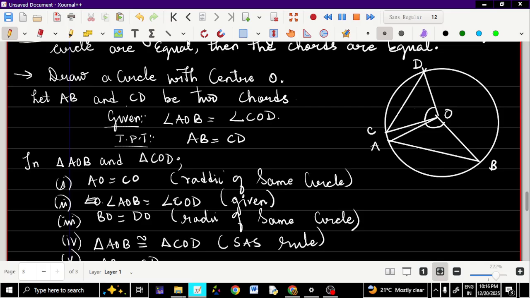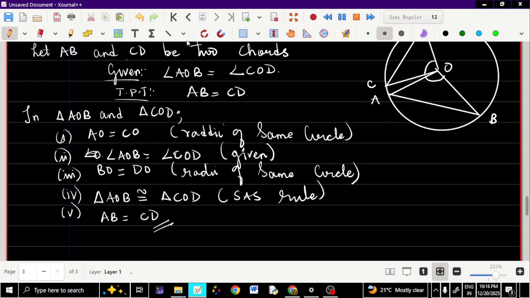So in the previous one, we assumed that the chords are equal, and we showed that they subtend equal angles at the center. And this one says if two chords subtend equal angles at the center, then the chords are also equal. Okay, I hope the explanation is clear enough.